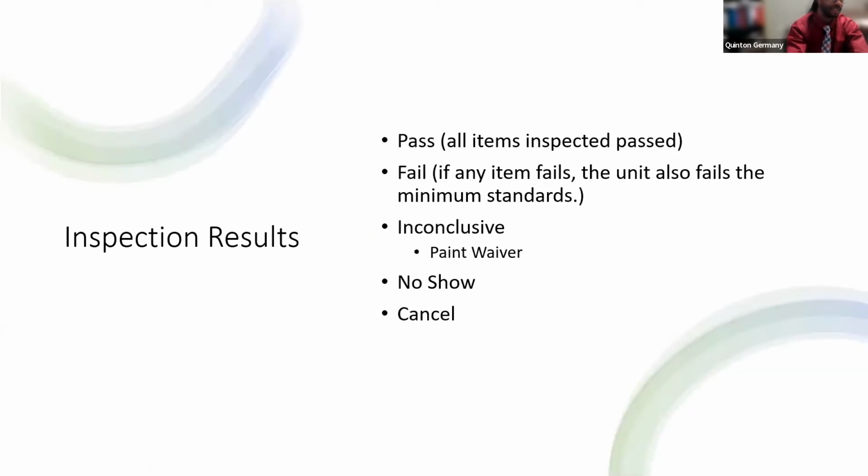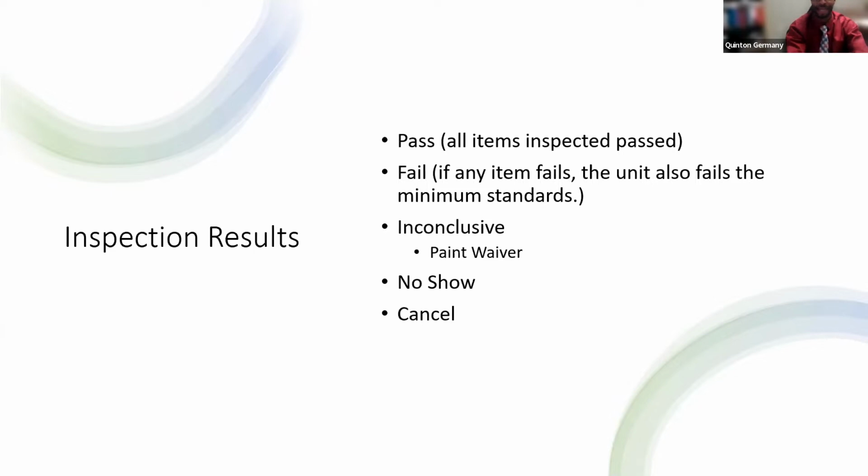A couple of inspection results that we have: as everyone knows, everyone's goal is a pass. We want the units to pass, but we also fail units because we have to follow the regulations. A unit fails if at least one item fails and does not meet the minimum requirements. Inconclusive we usually use in-house, for paint waivers or construction waivers. Normally the landlords won't see that, but it's something we do utilize.